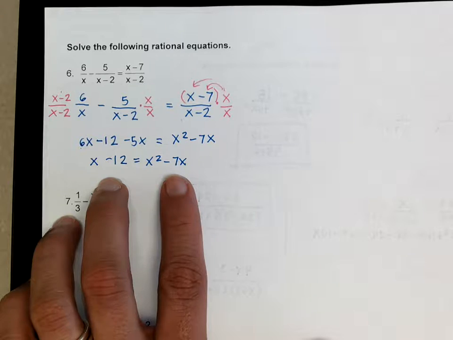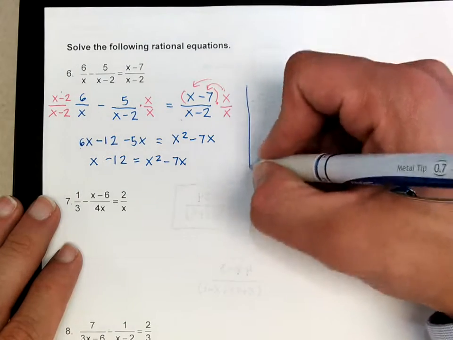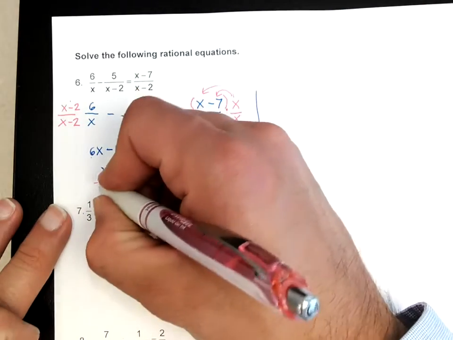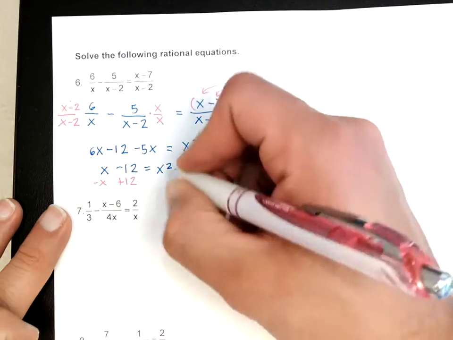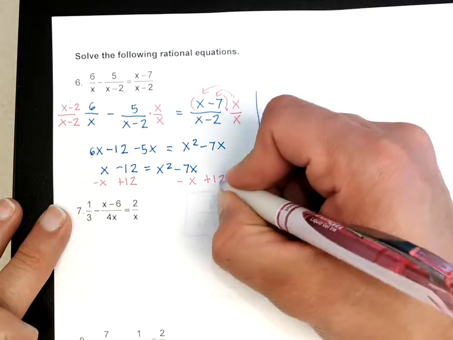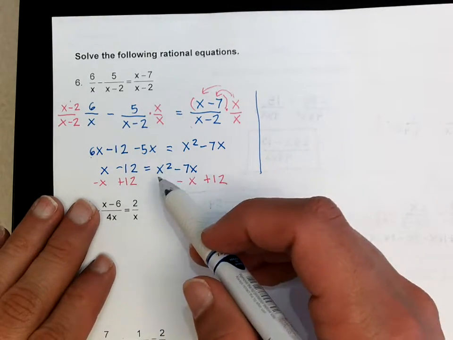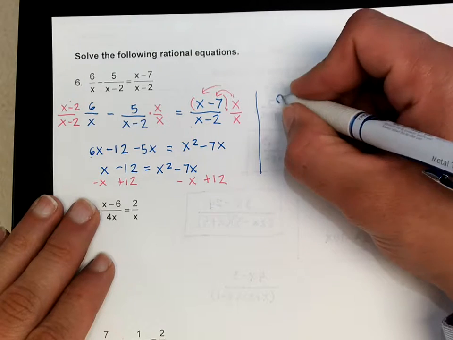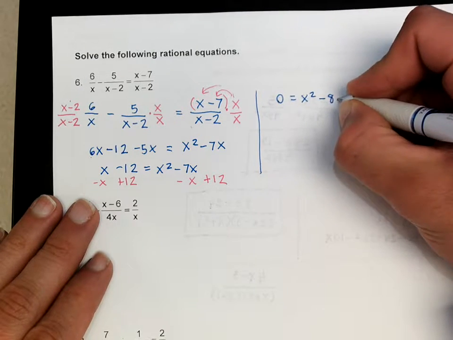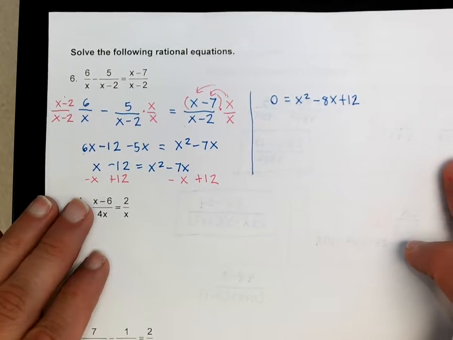So because of that, I'm going to have to subtract everything from one side and set that equal to 0. I'm doing it this way because otherwise I'm going to end up with the x squared on the other side, and that x squared is going to be positive. So I have 0 is equal to x squared minus 8x plus 12. Right? Then you have to factor that.